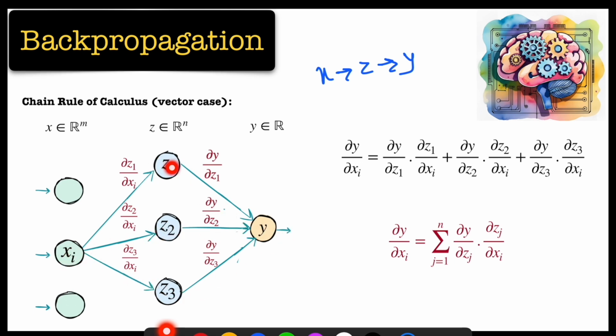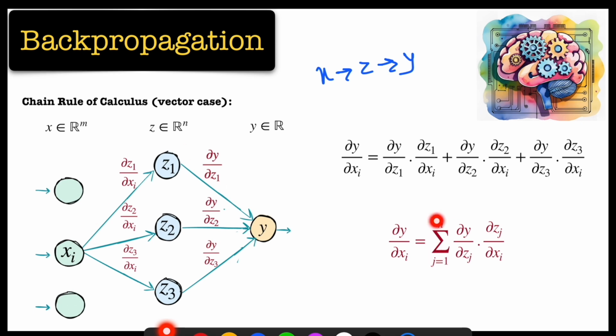See, xi to z1, z1 to y; xi to z2, z2 to y; xi to z3, z3 to y. So the chain rule we have to apply in all the paths and then sum that. That's how the chain rule applies in the vector case. So del y del xi will be del y del z1 times del z1 del xi in this path, del y del z2 times del z2 del xi in this path, and del y del z3 times del z3 del xi in this path. Basically we are taking the summation of all the paths.